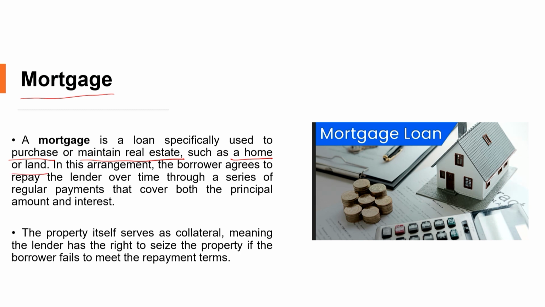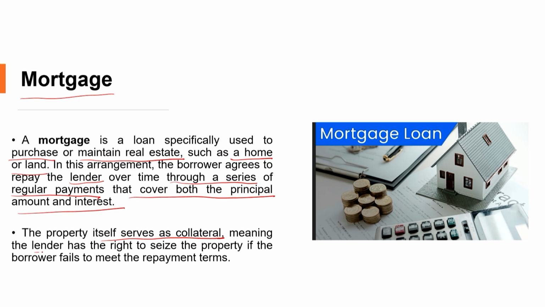In this arrangement, the borrower agrees to repay the lender, that is the banking institution, over a time through a series of regular payments of the loan provided by them, and it covers both the principal and the amount of interest that is charged on the loan sanctioned. So in such cases, why are we not calling it a house loan or any other kind of loan? Because in the case of a mortgage loan, the land or the building or the real estate that is purchased by the consumer itself serves as collateral security for the purpose of taking the loan.